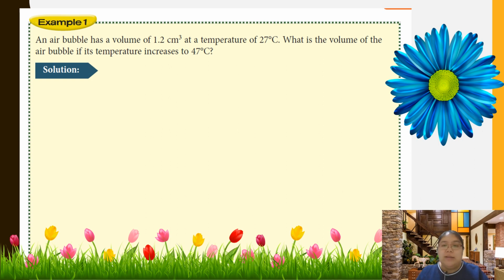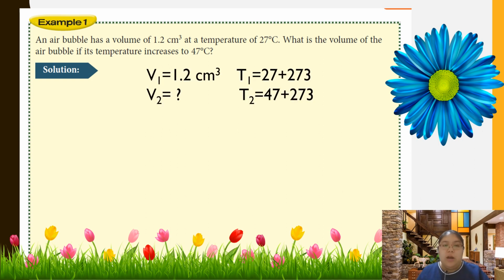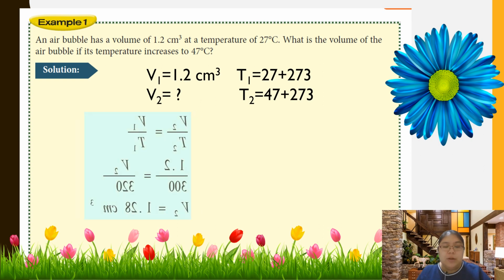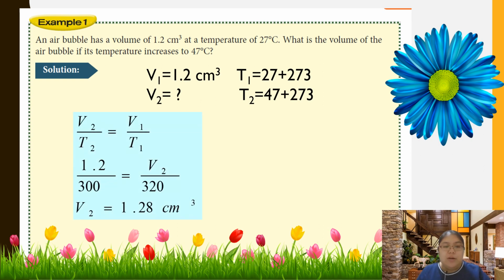Now another situation, the volume of the bubble if the temperature increases until 47. So they want to find V2. So the info: V1 is 1.2, T1, remember plus 273. Then T2 also plus 273. Last one you need to find is volume 2. So we apply the formula for Charles's law. So you get the result, V2 is 1.28 cm cubed. Okay, when the temperature increases, volume also increases.